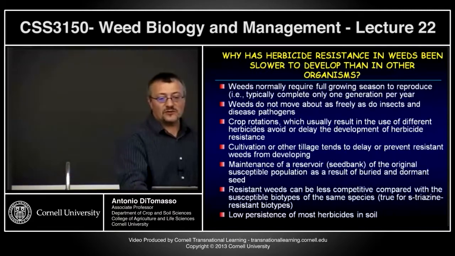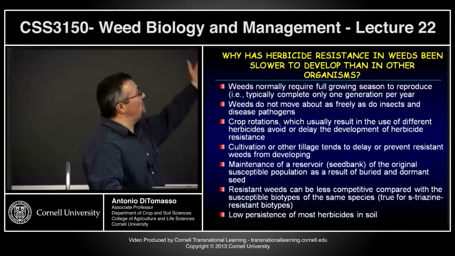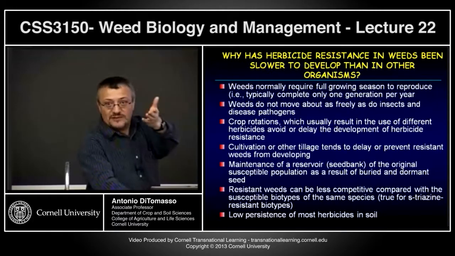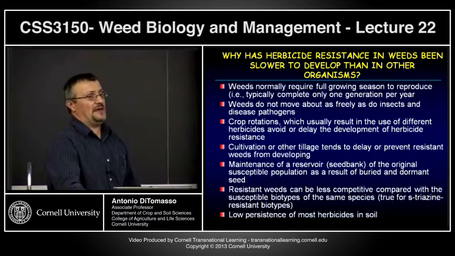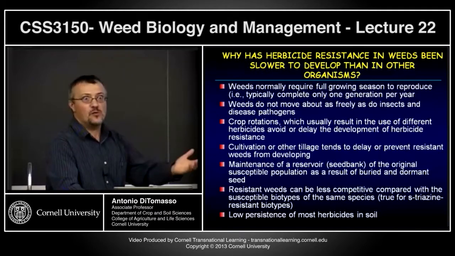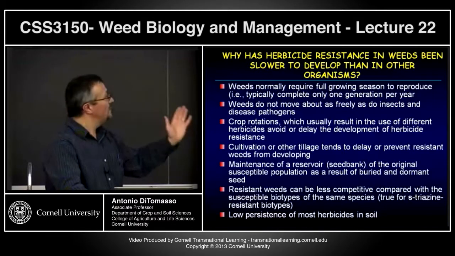Okay? So here are some of the examples. You have them in your list. Weeds normally require a full growing season to reproduce, you know, one generation per year. We talked about that. Insects and pathogens are different. I mean, look at blight. My God, in a week you could go from not seeing any symptoms to wiping out your tomatoes and potatoes and you name it. So very different in that.